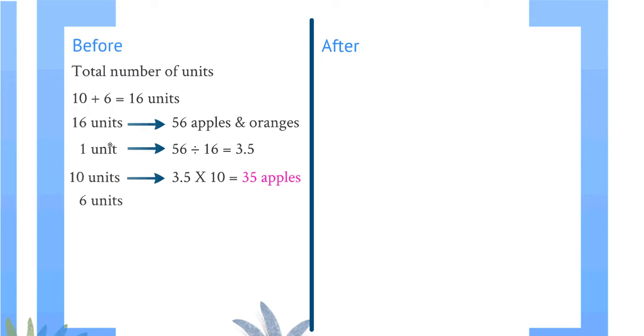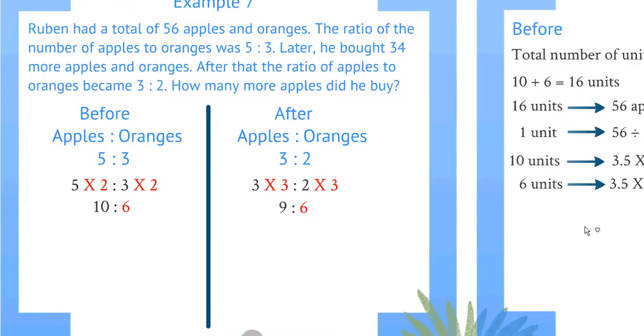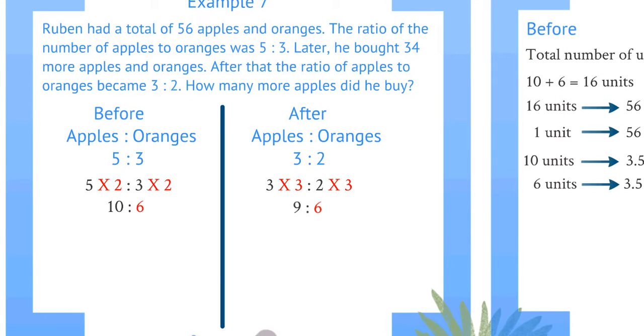We can go ahead to look at 6 units, and this is equivalent to 3.5 multiplied by 6. So Reuben had originally 21 oranges because 6 units here represent oranges. Let's look at this after column. We also want to find the total number of units, and this is 9 plus 6 equals 15, because over here you see it's 9 plus 6.